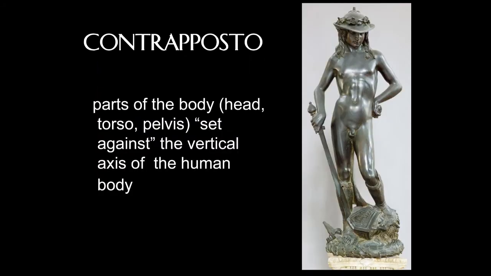It's called contrapposto. Now, contra, as you know, means against. Posto would mean set, so it's set against. And the idea is that the different parts of the body that can turn, such as the head, the torso, and the pelvis area, are set against, or turn around, the vertical axis of the human body. So if you think of the body as being sort of a vertical pole, and then the hips can move a certain way, the torso can move, the head can move, and they can actually move in different directions. They don't all have to move together. So these different parts are set against each other.